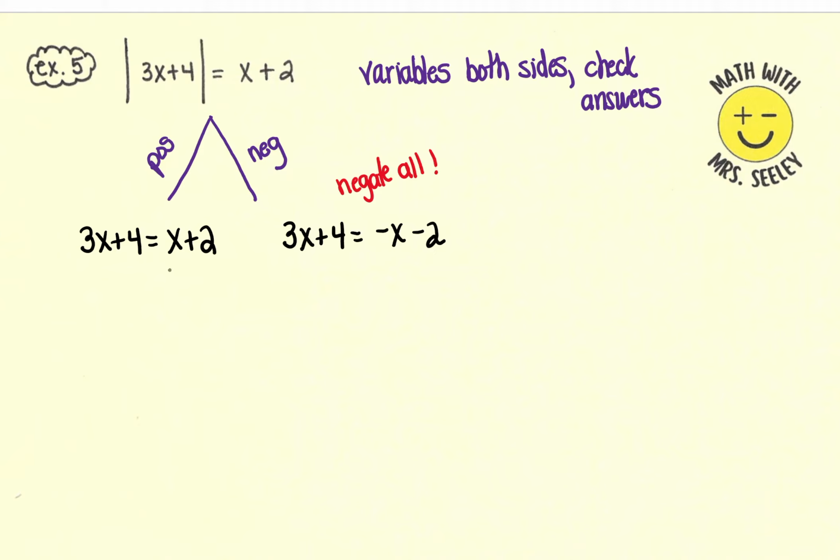Solve this. I'm going to subtract my x over. So 3x minus x is 2x.